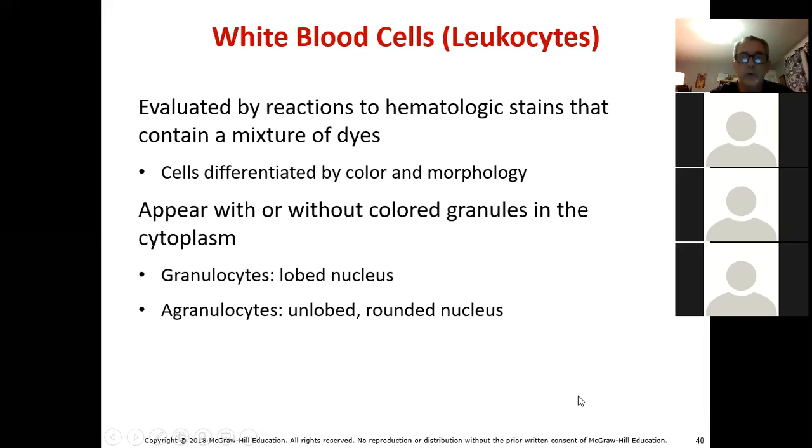All right, so we'll talk about white blood cells, also called leukocytes. These are an important part of our immune system. They can be differentiated by various hematological stains. They appear with or without colored granules that you see in the cytoplasm. So they're divided in two groups. The granulocytes have a lobed nucleus, and then what are called the agranulocytes have an unlobed rounded nucleus.